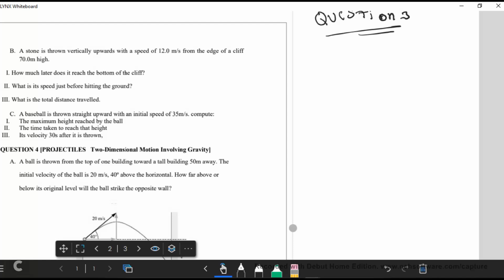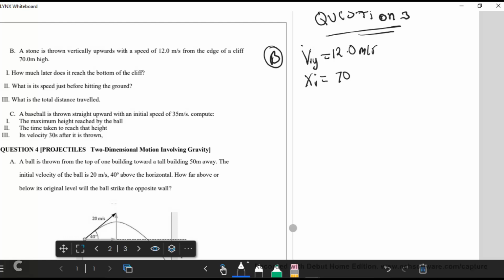So how about question 3B? Question 3B is saying a stone is thrown vertically upward with a speed of 12 meters per second. Remember, this stone was thrown vertically upward, meaning it was going along the y-axis upwards from the edge of a cliff, which is 70 meters. Remember, this is your initial displacement. Then how much later does it reach the bottom of the cliff?